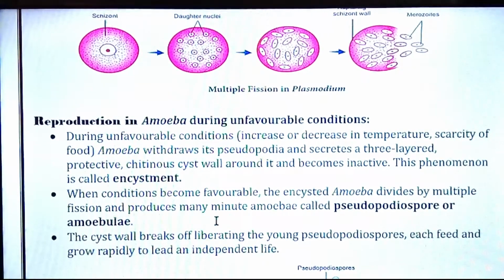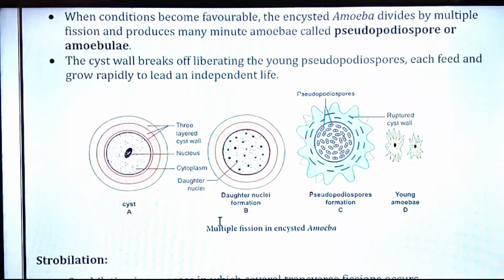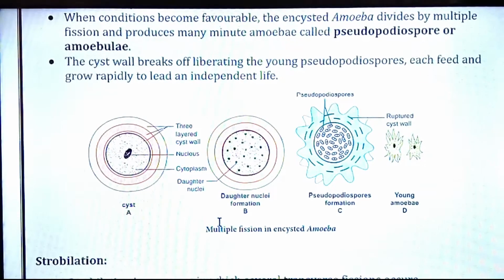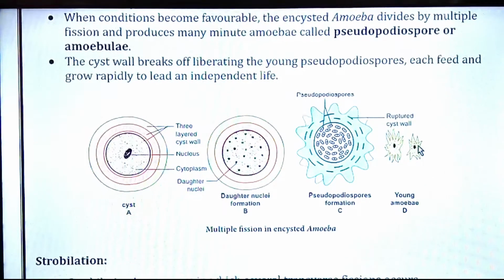So when the favorable conditions return, the encysted amoeba will multiply by multiple fission inside the cyst and produce many minute amoebae, which are called pseudopodiospores or amoebulae. The cyst wall will rupture, liberating the young pseudopodiospores, and they will feed and grow and become different individuals.